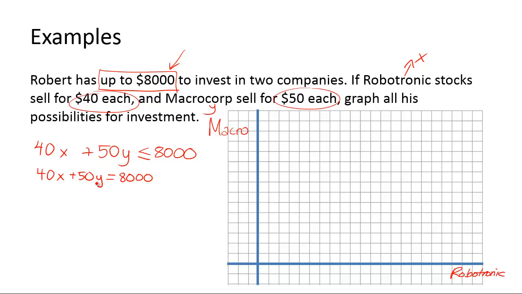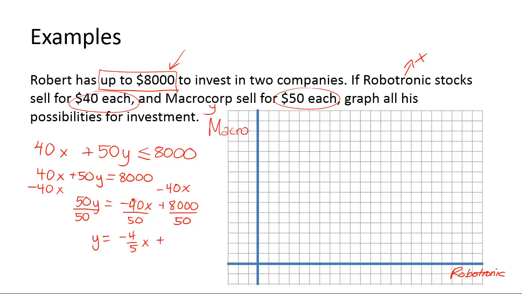Well, it's equal to 8,000 if we shift this over. We get 50y is equal to -40x plus 8,000. And we divide everything by 50. So that gives us y equals negative 4/5 x plus 160. Great. So this is going to help us, but the scale's a little funny.